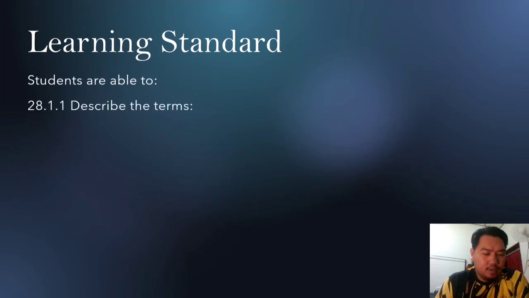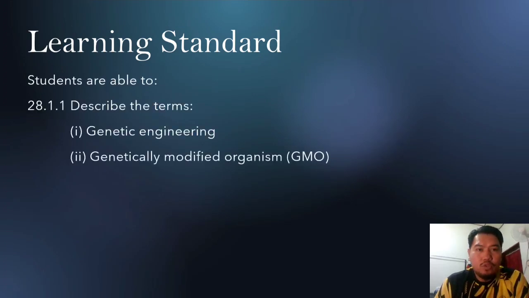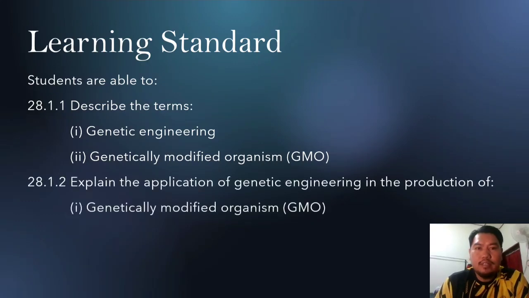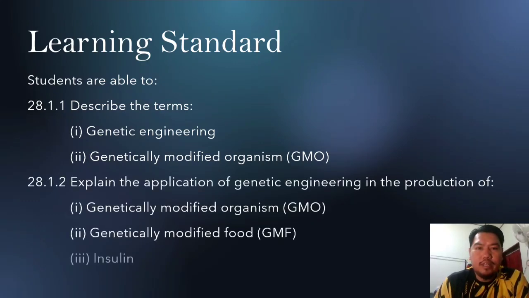Okay, students, by the end of this session, students are able to describe the terms genetic engineering and genetically modified organism, GMO. Next, students are able to explain the application of genetic engineering in the production of genetically modified organism, GMO, genetically modified food, GMF, and insulin production.